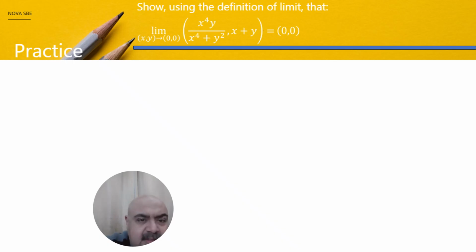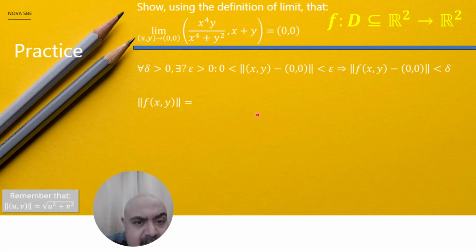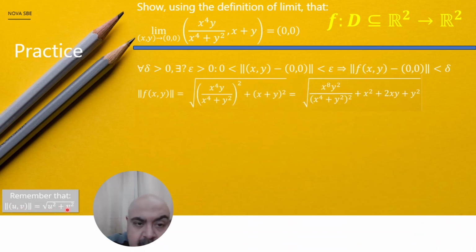Also, I've added another problem with functions in more than one variable, or vector valued functions. Similar idea exactly. And this problem will move directly. I will take the function minus 0 and 0. I will take advantage of the fact that the norm of (u, v) is the square root of u squared plus v squared.